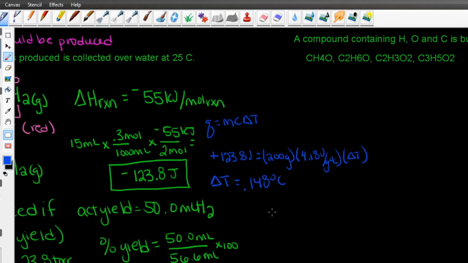0.148 degrees Celsius. So my water that was at 25 degrees Celsius is going to rise up to 25.148 degrees Celsius. Now that's not a huge delta T, but I wasn't talking about a huge amount of heat anyway, right? We're talking about joules, not kilojoules, and water has a pretty high specific heat, meaning it takes a lot of heat to change water's temperature by 1 degree Celsius.